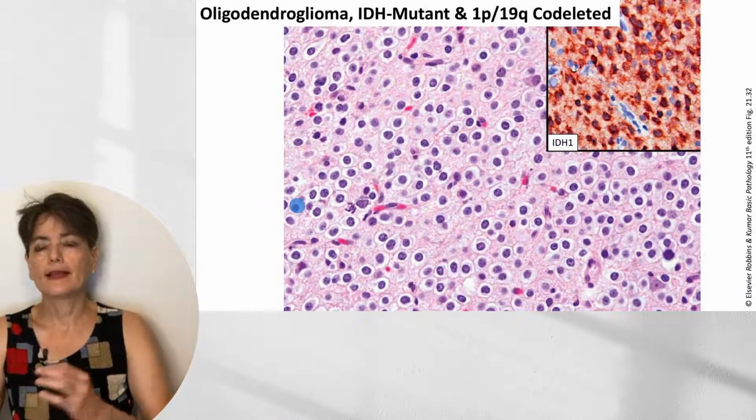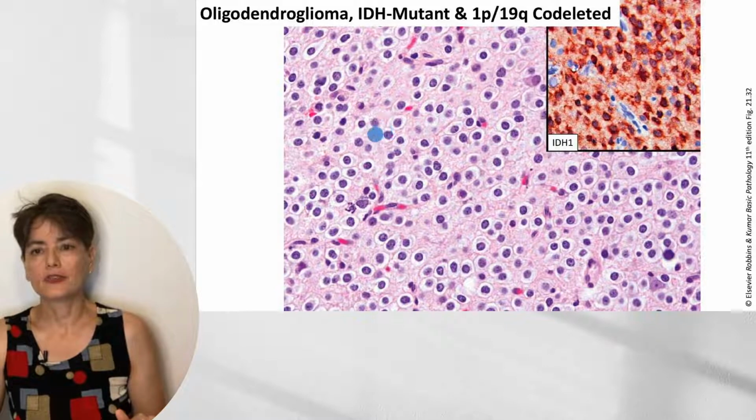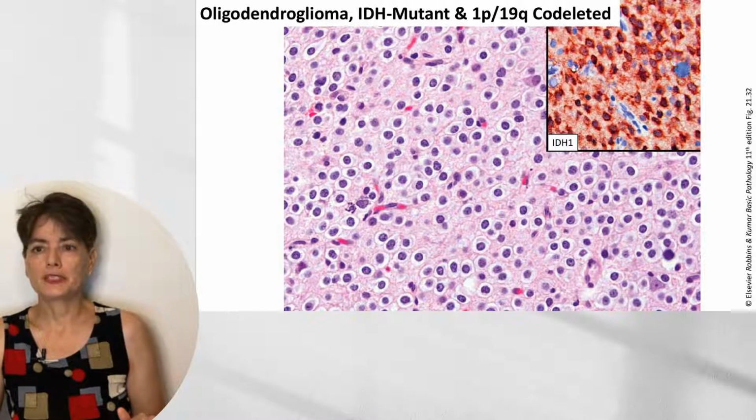So here again is that classic appearance. You can see it looks very much like little fried eggs. We have our branching capillaries through here, but we've also done our immunohistochemical stain for IDH1, which is going to confirm this aspect of the diagnosis. We also have to prove that we have a 1p19q co-deletion.